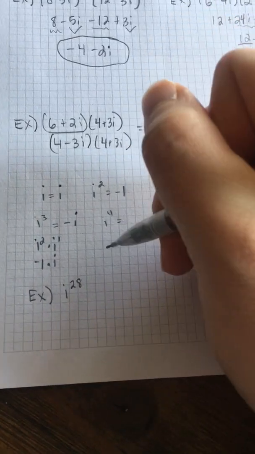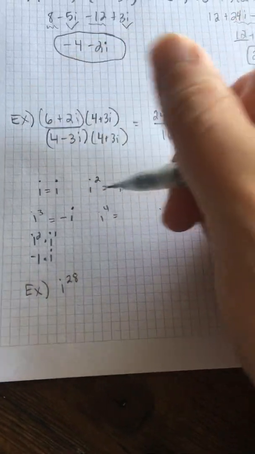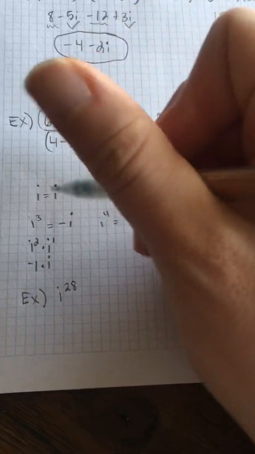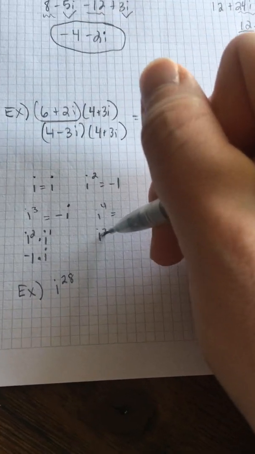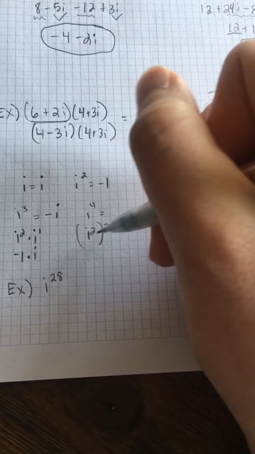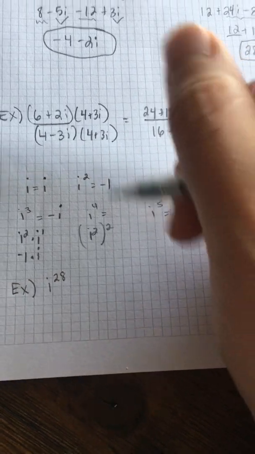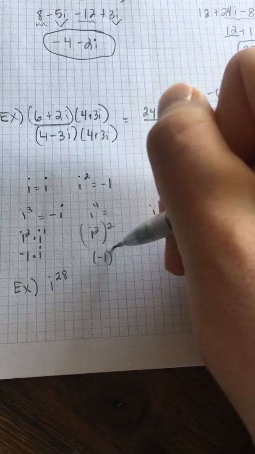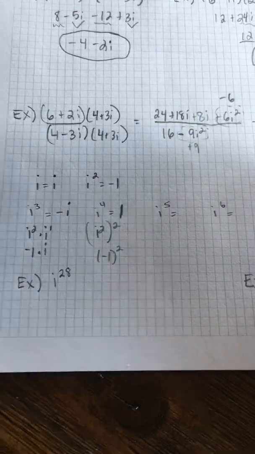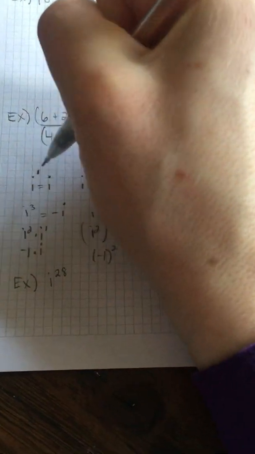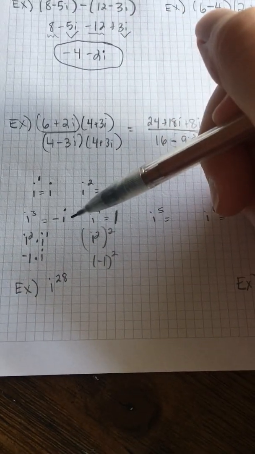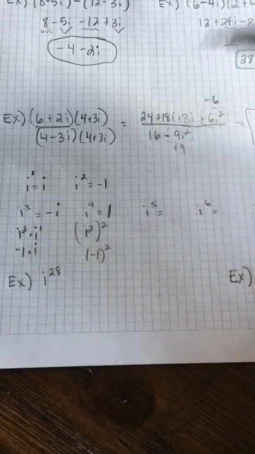And then i to the fourth, I could break it up in different ways, but using what I know already, I'm going to go with i squared. I'm going to say i squared, and I'm going to actually use parentheses here. I could do i squared and i squared, because multiplying these gives me 4. i squared is negative 1. A negative 1 squared is a positive 1. I'm going to put i to the first is i, i to the second is negative 1, i to the third is negative i, i to the fourth is 1.